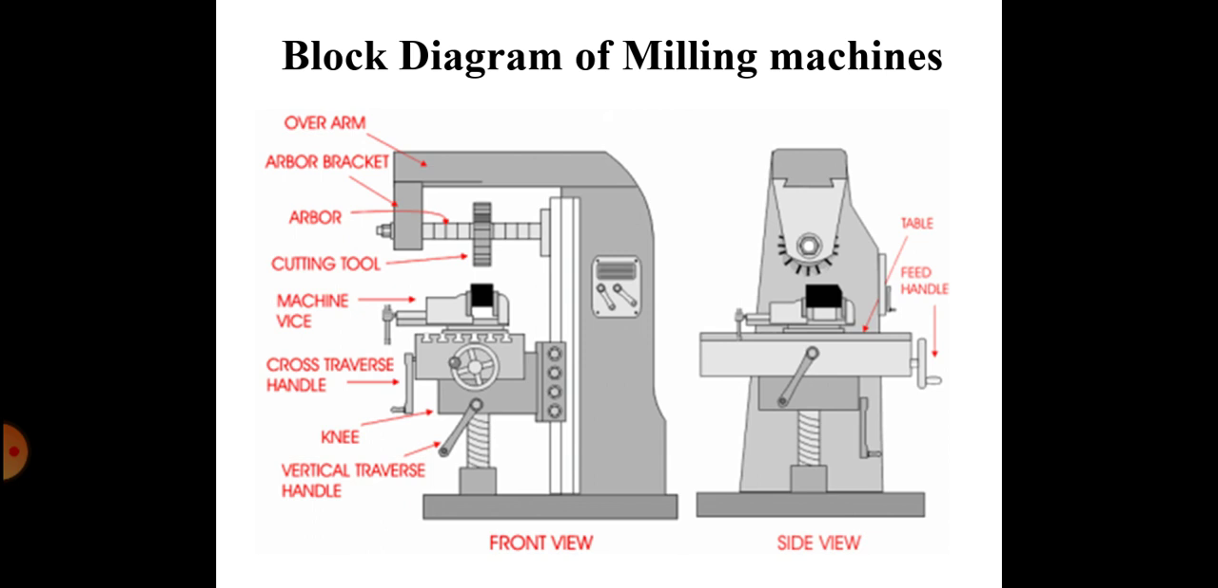Now we will see the working of the milling machine. The column and knee type milling machine is the most commonly used milling machine. It is one type of milling machine. The workpiece is attached to the table with the help of clamping devices, and with the help of the knee it can be placed below the cutter. The cutter is mounted on the arbor, which rotates at high speed.